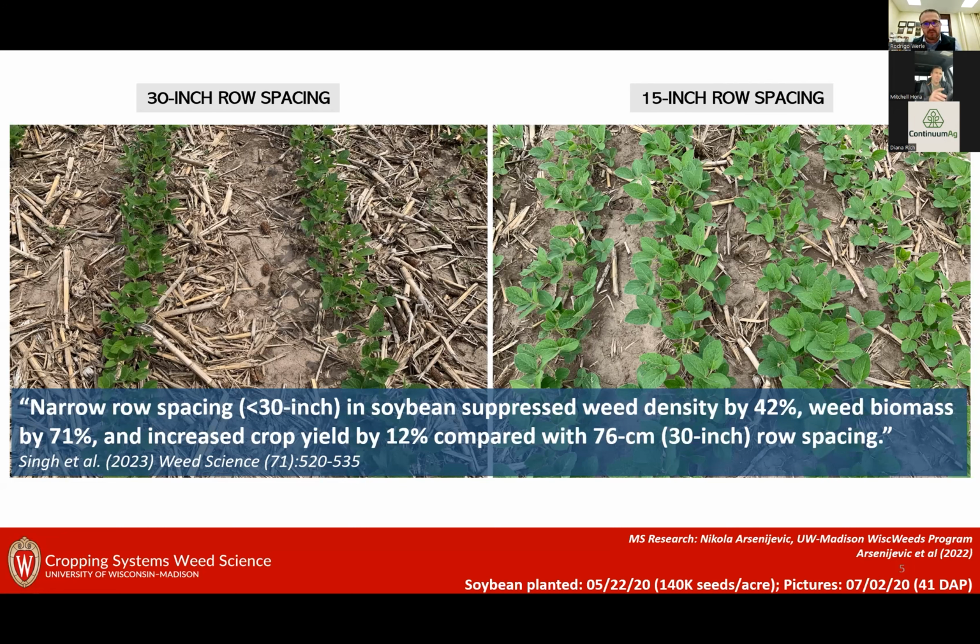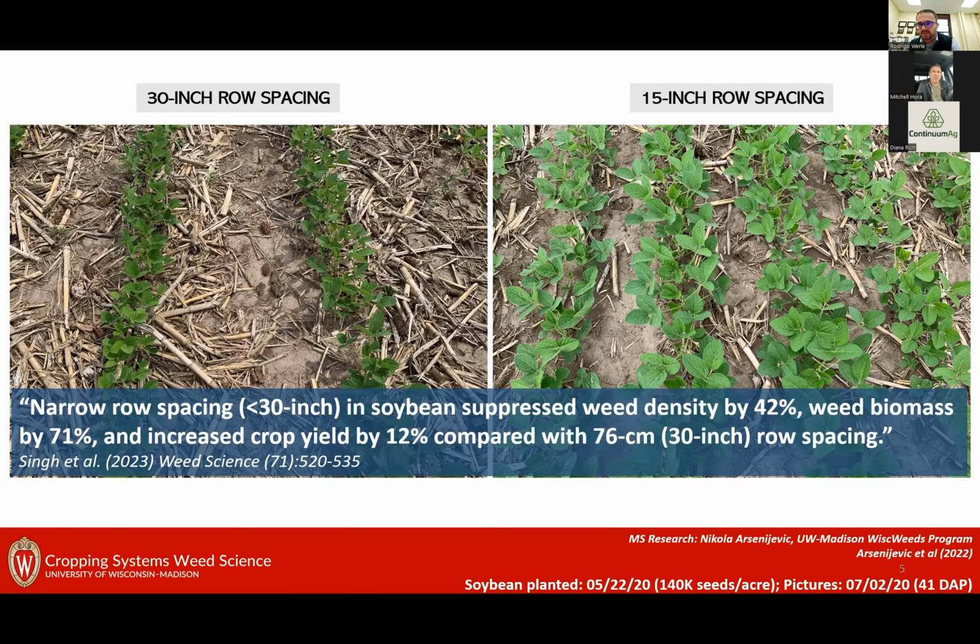Okay, so the row spacing is something that we've got to work on, especially in the areas that we're struggling. 30-inch row spacing takes forever. Those two pictures here are the same seeding rate, same planting time. The only change is from 30 to 15-inch, and you buy 10, 15 days of extra weed suppression from the crop when you go narrow.